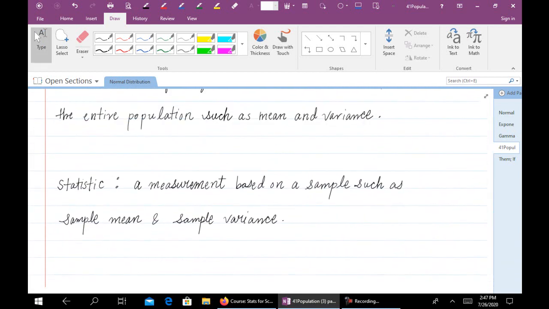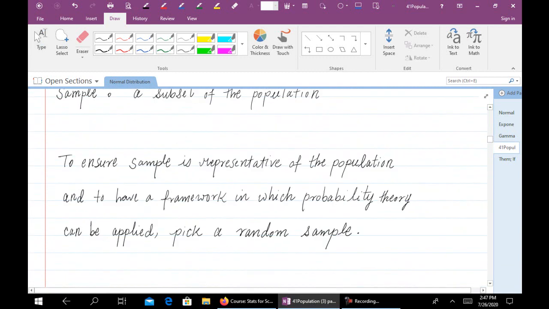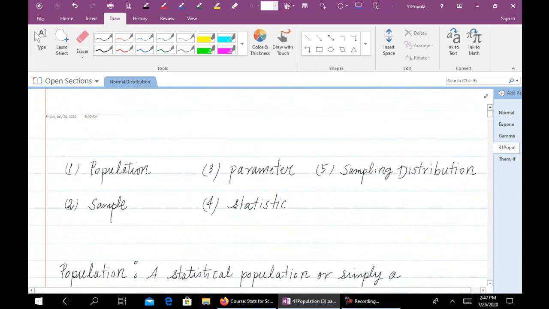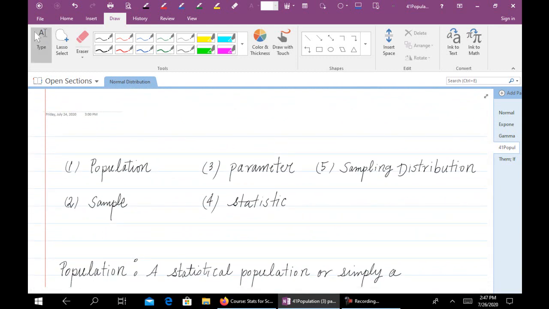Okay, so so far what we have done is describe what is the population, what's a sample, what's a parameter, and what's a statistic. In the next video, we will start talking about the sampling distribution.